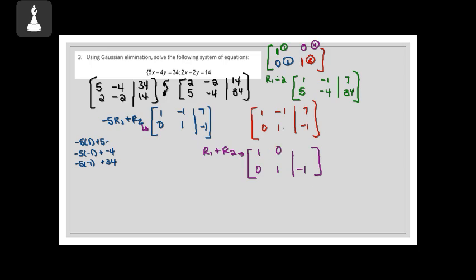Once I have gotten to this form, I have my answer. This first row is telling me x is 6, and the second row, y is negative 1. So our solution is 6, negative 1.